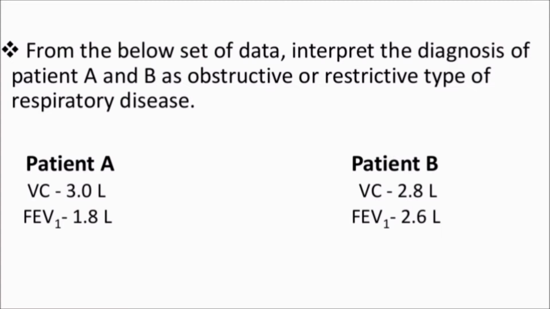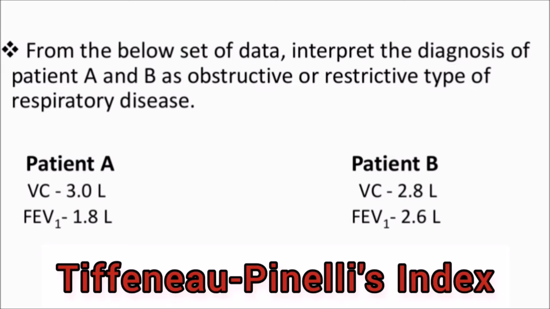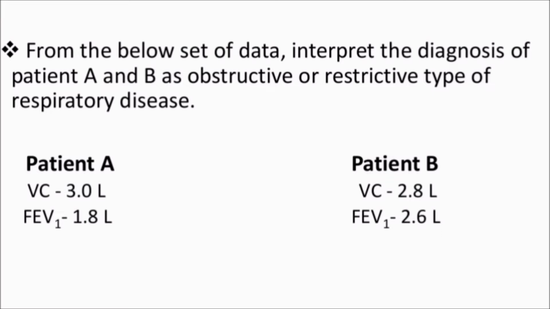So how to know whether it's an obstructive or restrictive type of disease? First of all, what are obstructive and restrictive diseases? They are different types of respiratory diseases. And to know, we have a ratio known as the FEV1 by FVC ratio. The forced expiratory volume in 1 second divided by the forced vital capacity is known as the Tiffeneau-Pinelli index. The normal FEV1 is 70 to 80%, and if the FEV1 by FVC ratio goes less than 70%, it indicates obstructive lung disease.